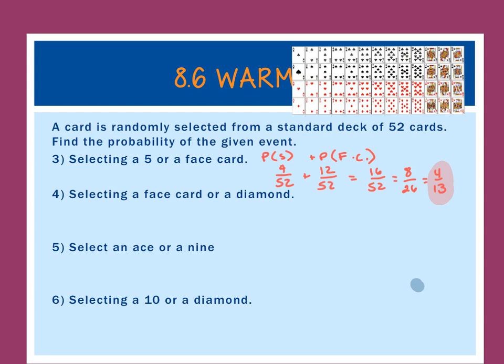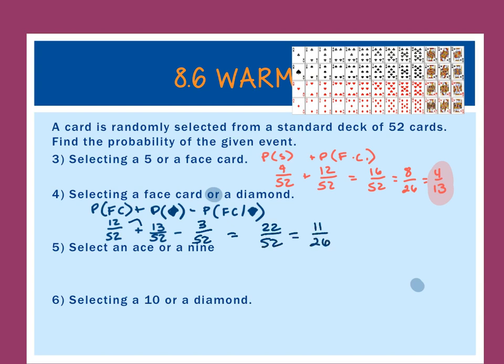Okay, then I go to 4, selecting a face card or a diamond. Again, the word or there. Is it possible to have a face card and a diamond at the same time? Yes, these are not mutually exclusive. So probability of a face card plus probability of a diamond minus the probability of a face card that is also a diamond. What's the probability of picking a face card? We just said it, right? 12 out of 52. A diamond, 13 out of 52. And a face card that's a diamond, 3 out of 52. So this is 25 minus 3, which is 22 out of 52, or 11 out of 26.